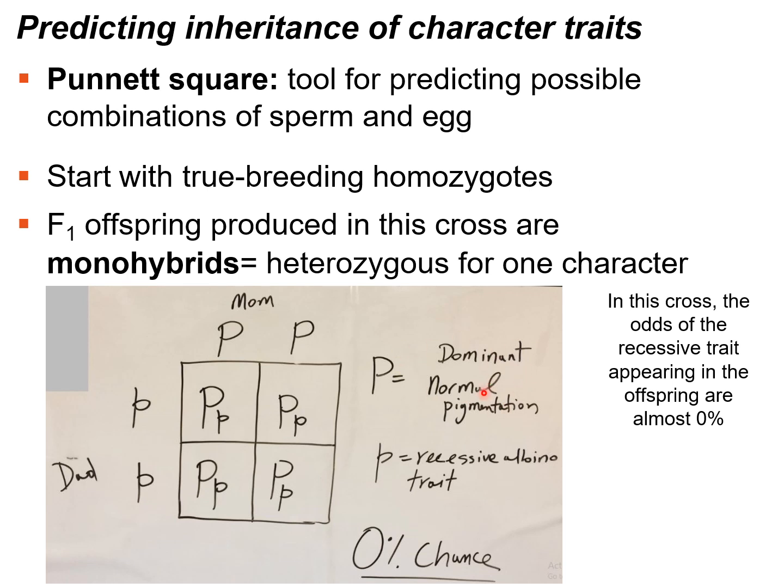So for normal pigmentation versus recessive albino pigmentation, there's a 0 chance, because again, you need to have two lowercase p's in order to have that recessive trait. So virtually 0. There's always exceptions, but in this case we can be fairly confident we're not going to see any recessive traits in the offspring of this cross.